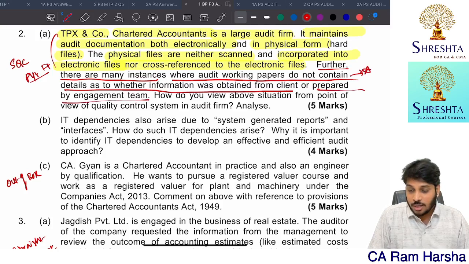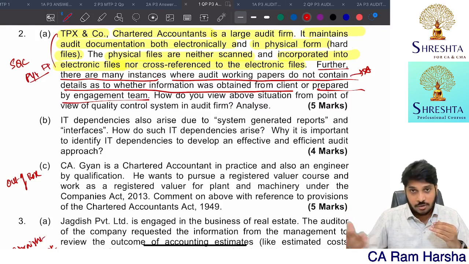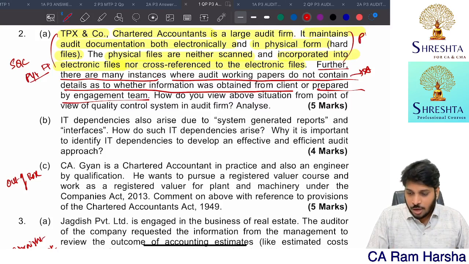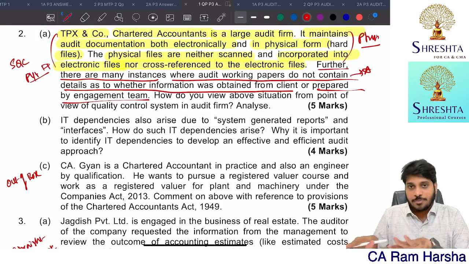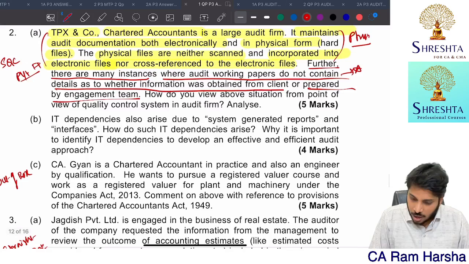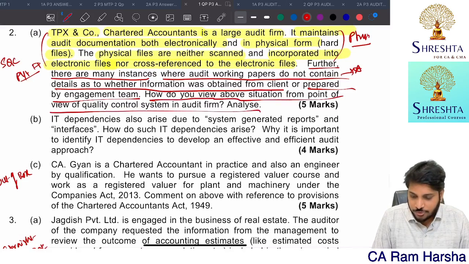This is very important. Whenever you are documenting anything, whether electronic or physical, you have to document whether this information is provided by the client or it is work made by our engagement team. You should clearly document. Further, most of the physical documentation, whatever is there, we should scan it, image processing, and then keep an electronic version also. That's a guidance note related requirement. How do you view the above situation from the point of view of audit?